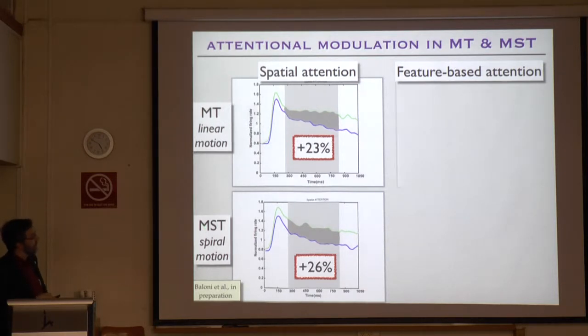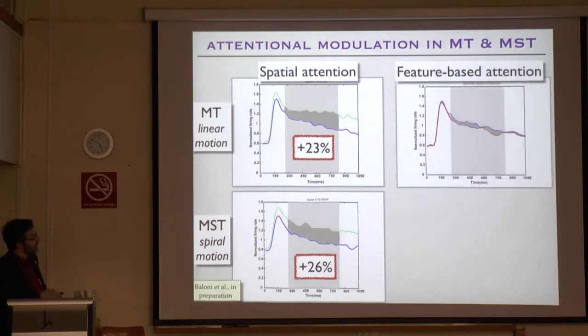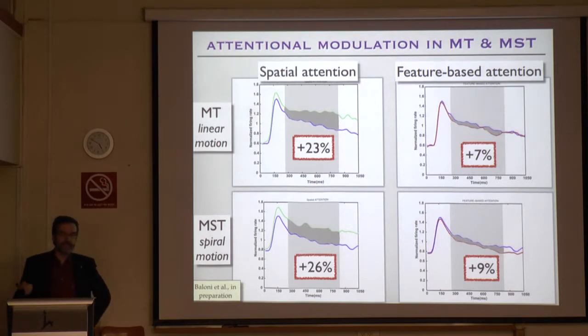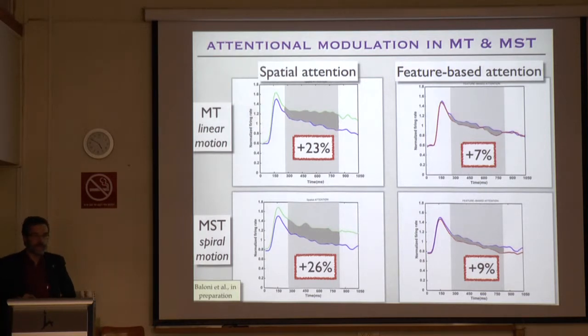For feature-based attention, you already know that in MT you have an effect. This one was a little smaller in that population, but it's highly significant, of 7%. And in the same animals, using the spiral motion stimuli, we find a modulation of about 9%. So no difference here, no difference here. Okay, so the two areas in terms of attentional modulation are the same. Nothing surprising seems to be happening here. No increase of the effect, but also nothing new.